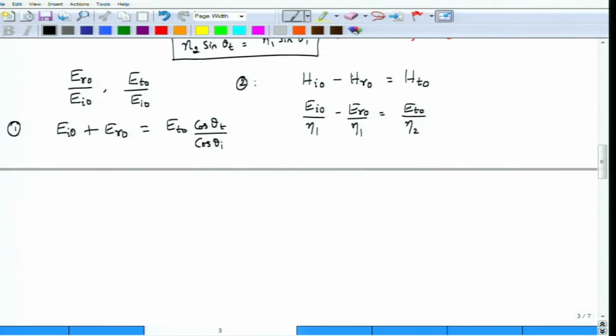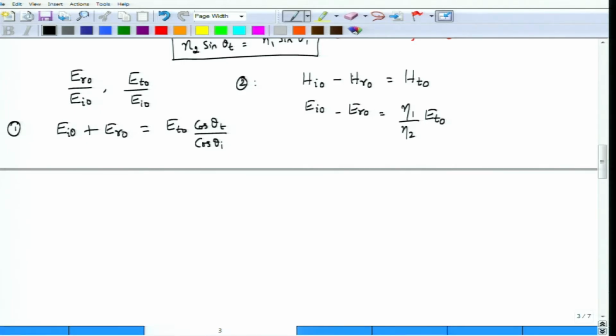Now you have two equations, so here again you can push eta 1 onto the other side. In this equation you can push eta 1 onto the other side, so you get eta 1 by eta 2 Et0. So now I have two equations, and therefore I can solve them to obtain the ratio of Et0 to Ei0 as well as the ratio of Er0 to Ei0, right. I am not going to do that calculation; I will leave it as a small exercise in algebra for you, because it is not very difficult. You just have to add and subtract these two equations appropriately.